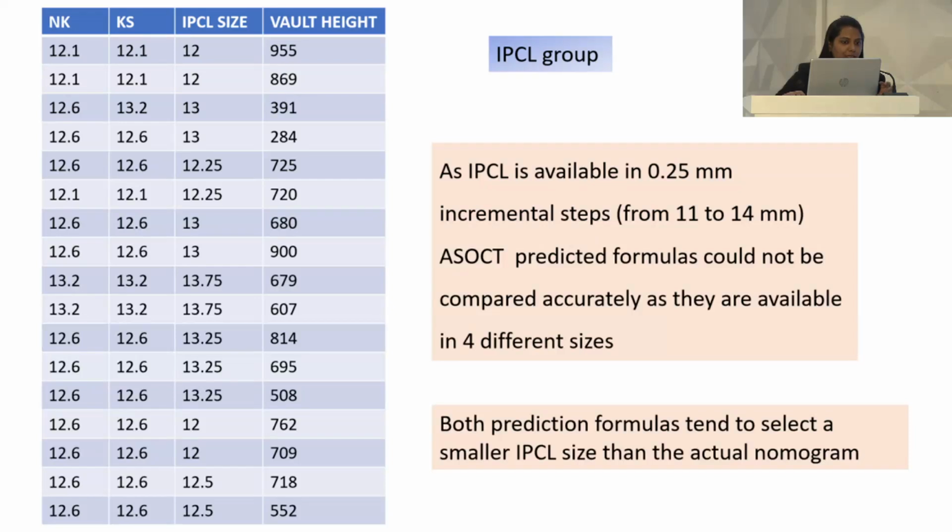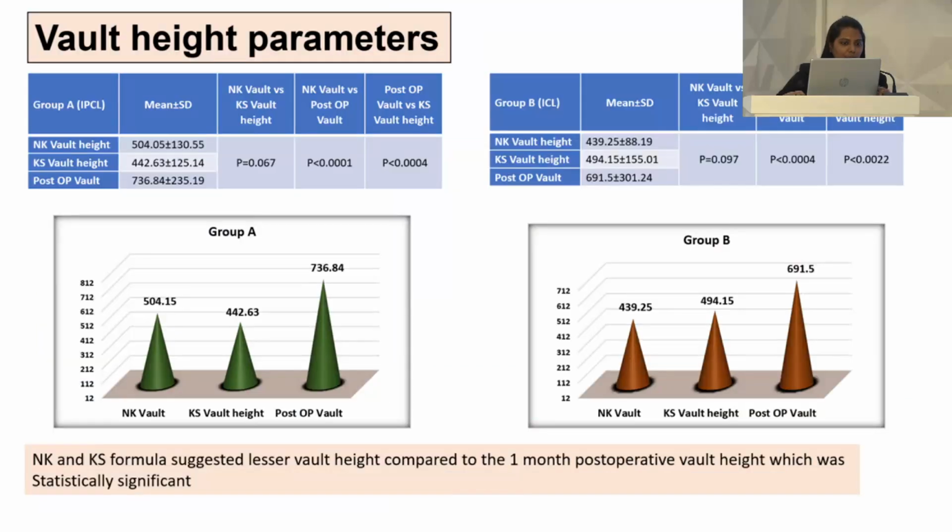But in IPCL, we know that it comes in different 0.25 increments, but the AS-OCT predictor formulas can give only 4 different sizes, so the exact comparison could not be made. But in most of the patients in the IPCL group also, the prediction formulas tend to select a smaller size than the actual nomogram.